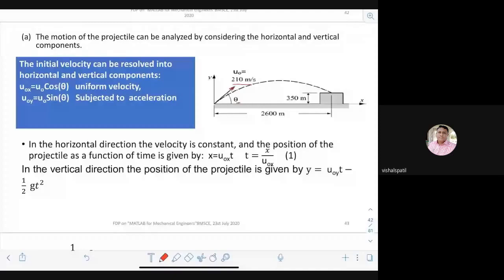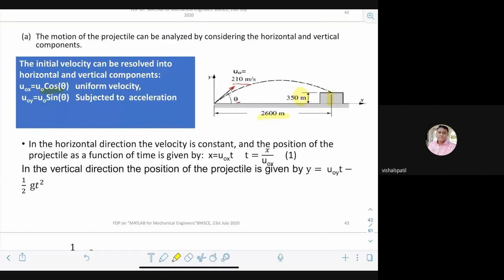Okay. And it has to hit a target which is 2,600 meters in X direction, and in Y direction it is 350 meters. So what you need to do now is just use these fundamental expressions. You have to apply the equations that you have learned in the vertical direction and the horizontal direction. So if u0 is the initial velocity, u0 cos theta, remember, is the horizontal component or the x component.